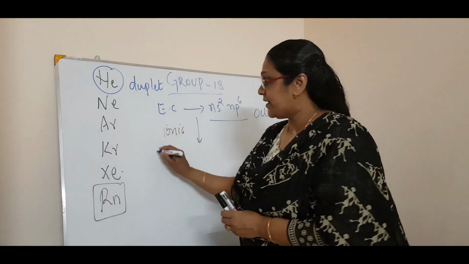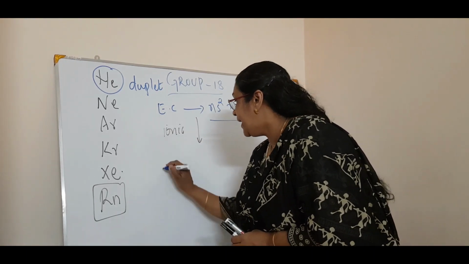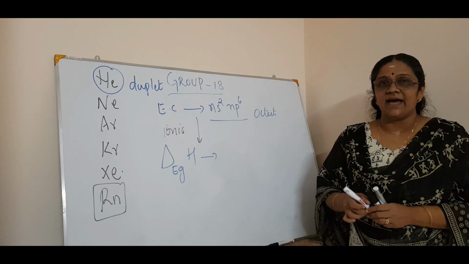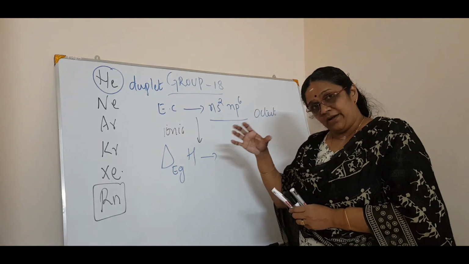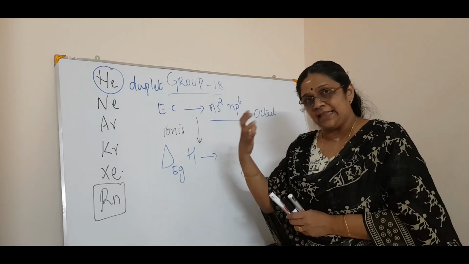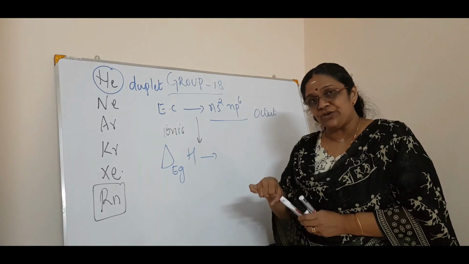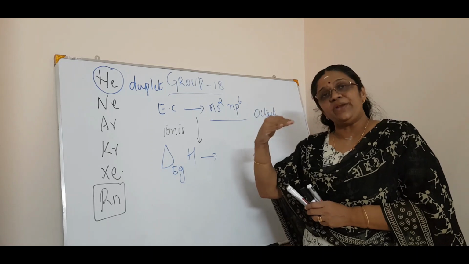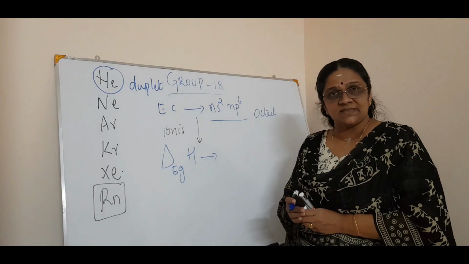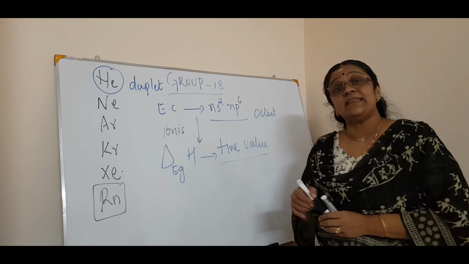Now, one important thing is electron gain enthalpy, that is, if I write ΔEGH. This is important. What about electron gain enthalpy? Till the halogen family you have studied, they have negative electron gain enthalpy. And the most negative electron gain enthalpy you see is in the halogen family, that is fluorine, chlorine, bromine, iodine, etc. But when you come to the noble gas elements, that is the 18th group elements, they have a positive value for electron gain enthalpy.